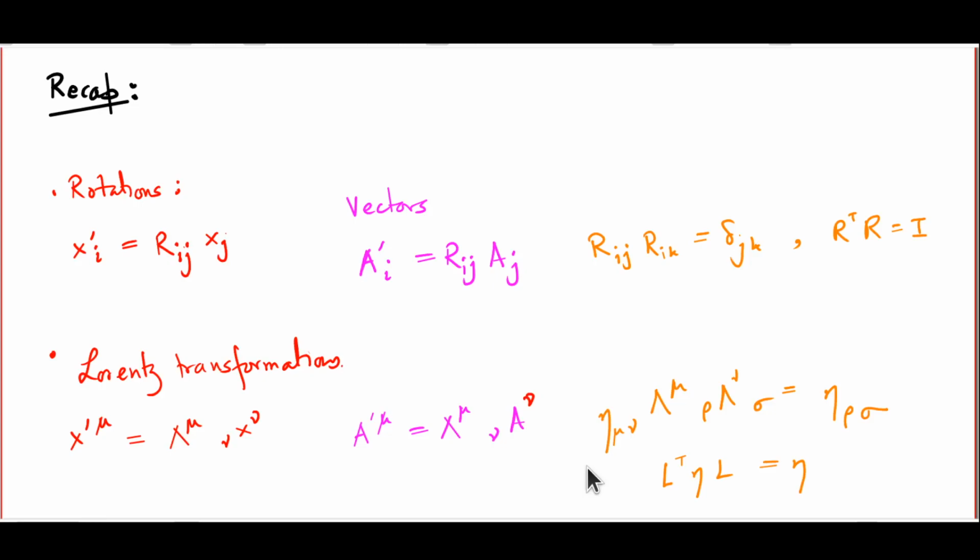And this can be written down in the form of a matrix equation, which is often an easier one to understand or handle. And if the matrix formed by these coefficients lambda^mu_nu, etc. is called L, this equation turns out to be the same as the matrix equation L^T eta times L equals eta.